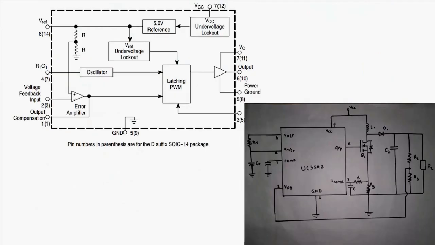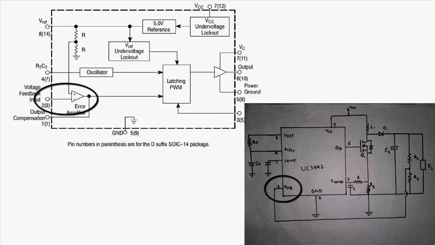Let's have a quick view on the pin configuration of UC3842. Pin number 7 is VCC, that is input. Pin number 6 gives the PWM output. As this IC is a current sense IC, which means it gives output regulation by sensing the current flowing through the circuit, and this current is sensed at the third pin.